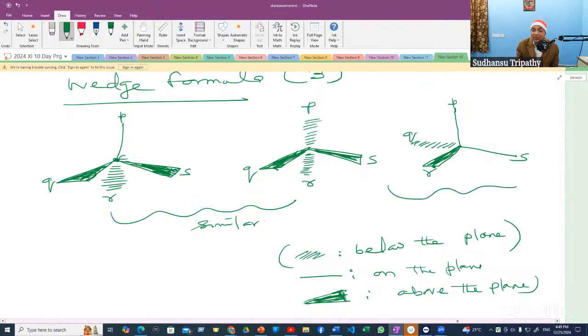So this particular wedge formula has a very peculiar name called the flying wedge formula. So far I fail to understand what is the historical background to name it the flying wedge formula. This has become very, very popular.